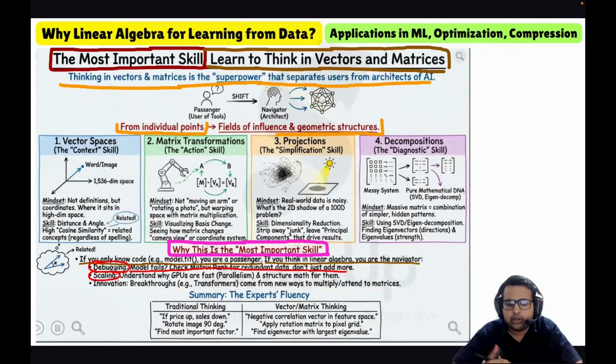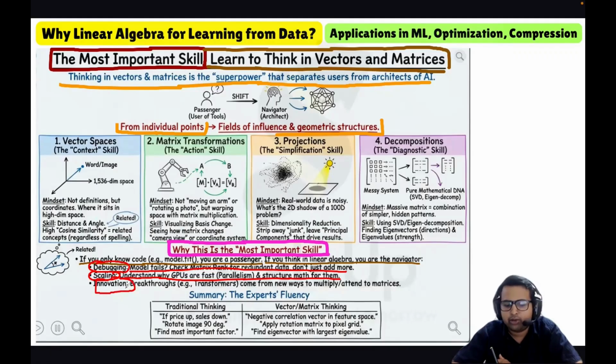Scaling, you understand why a GPU is fast and how to structure your math to take advantage of it. Because if you think in terms of vectors and matrices, you have in-depth knowledge of how exactly the model is working. You can debug the model, you can scale it, you can make efficient use of the GPU. You know that you have to convert the problem into a matrix problem because GPU is made for matrix multiplication. You can structure math for GPUs.